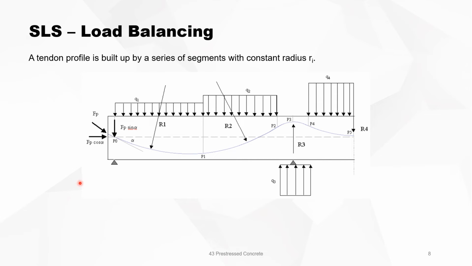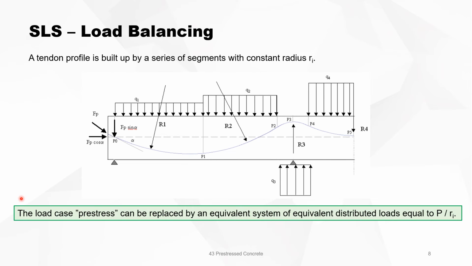A tendon profile is then built up by a series of segments with a constant radius R. So this is a tendon profile with a variable eccentricity. It has a segment with a constant radius R1, a constant radius R2, from P1 to P2, from P2 to P4 it's a radius R3, and so on. Each segment with the constant radius can be replaced by an equivalent uniform distributed load, and Q1 is then equal to P, the prestressing force, divided by R1. Of course, the arrows here must show upwards instead of downwards, and this should show downwards. So the load case prestress can be replaced by an equivalent system of distributed loads equal to P over Ri.